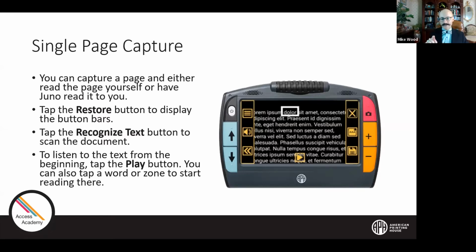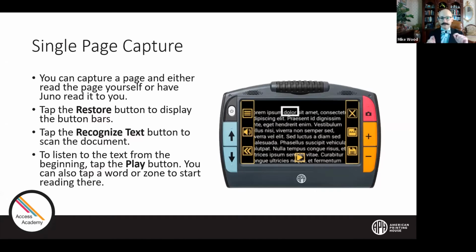Over on the right, your top right is the X to close out. The middle one would be your recognized text. Once it is recognized, that button then becomes your display button. How do you want that text when it's reading to you to display? Do you want it to read?